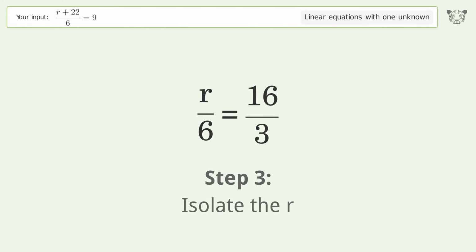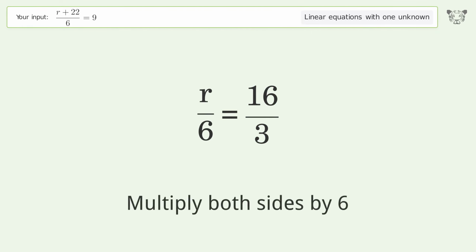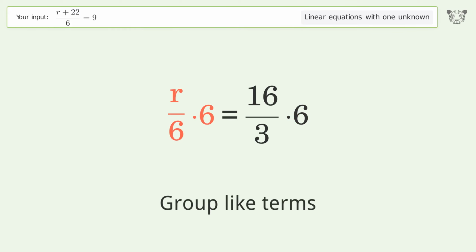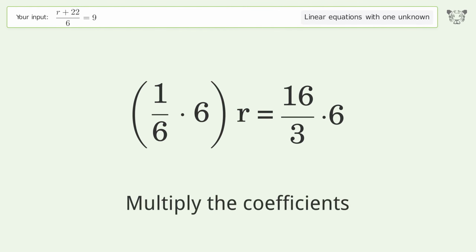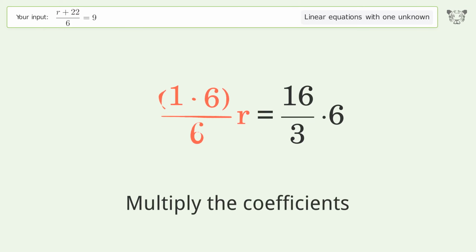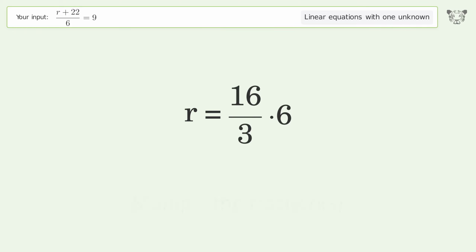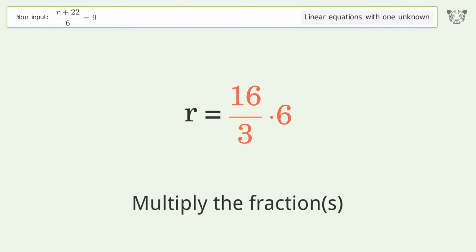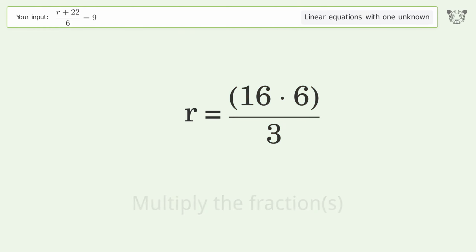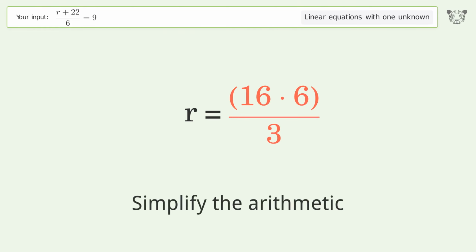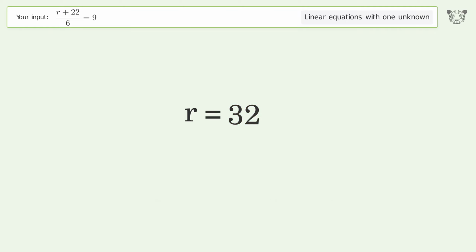Isolate the r. Multiply both sides by 6. Group like terms. Multiply the coefficients. Simplify the fraction. Multiply the fractions. Simplify the arithmetic. And so the final result is r=32.